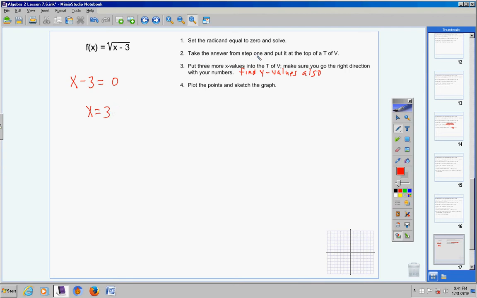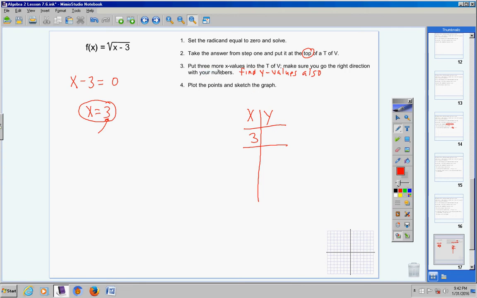Take your answer from step 1. What was my answer from step 1? 3. And put it at the top of a table of values. So here's your table of values. Put it at the top. Isn't that easy? Piece of cake. How many of you cannot do that?